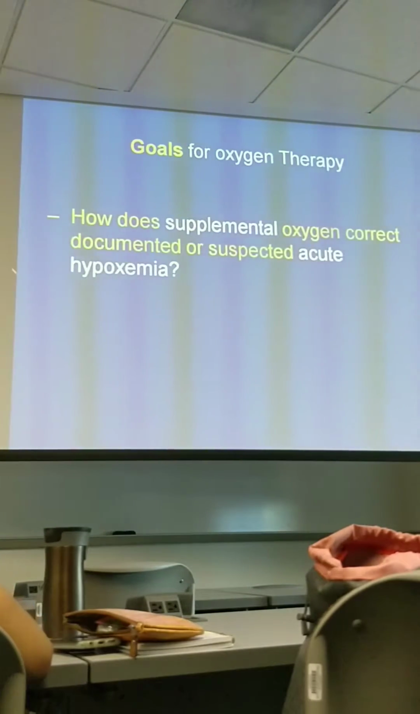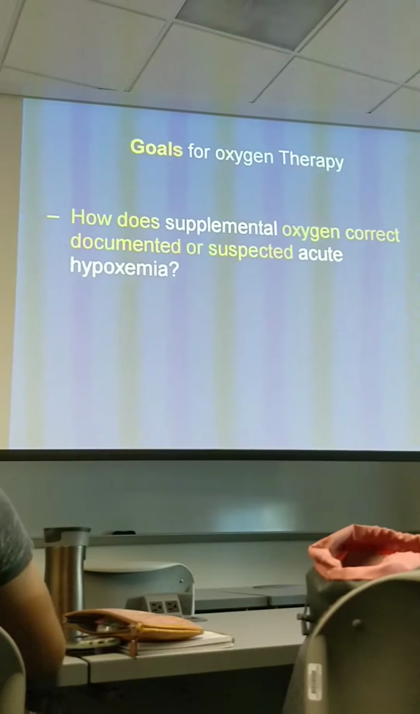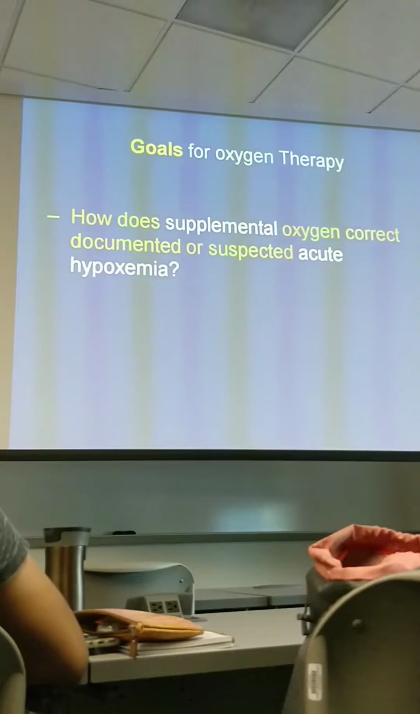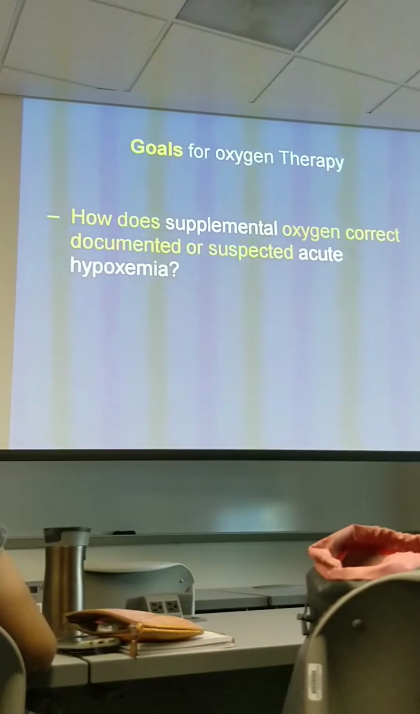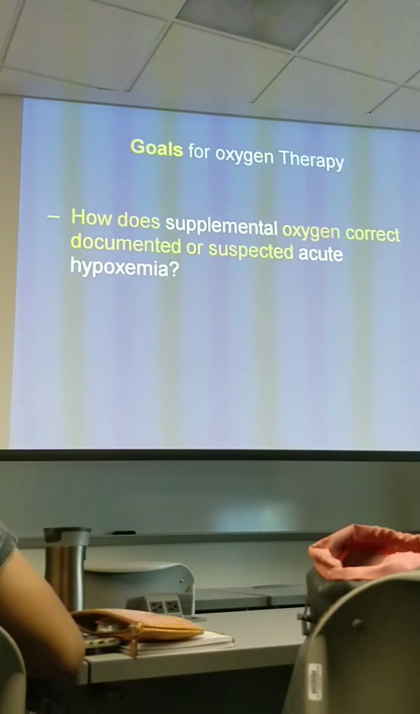So how does oxygen correct documented hypoxemia? Again, when we start talking more in 1570, you'll understand more about this, but when you inhale more oxygen, what happens to the oxygen in the alveoli? The oxygen level in your alveoli right now is about 100. If I put you on 100% oxygen, what's going to happen to that alveolar PO2? It's going to go way up. So if you have a PaO2 of 60, an arterial oxygen level of 60, and I put you on more oxygen, it's going to increase the oxygen in the alveoli.